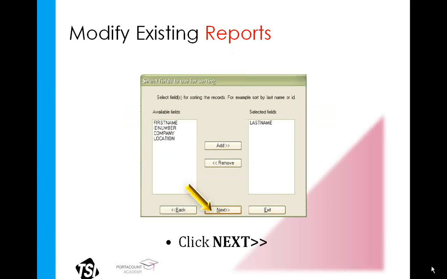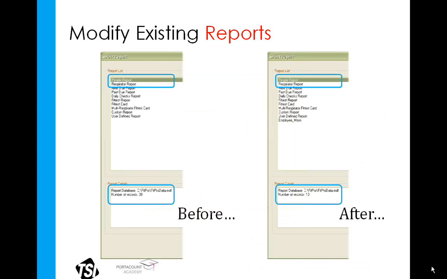Once again, after I click Next, the same screen we came across earlier during the creation process of our user-defined report, I get to choose how we want to sort this report. And I'm going to choose last name. Actually, last name is selected by default. You can choose a different one if you would like. In this case, last name will work out fine, so I'm going to click on Next.